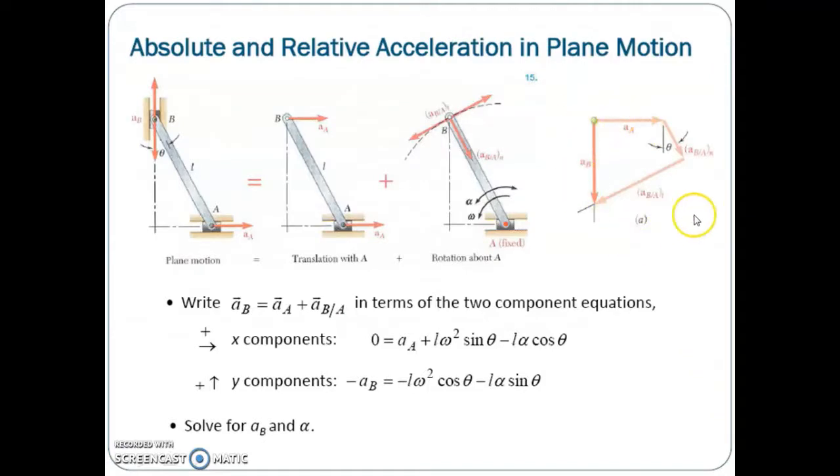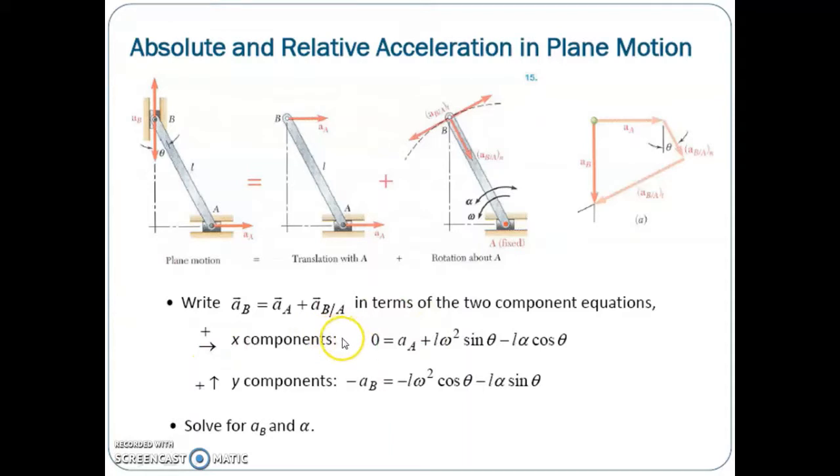We take vector polygon A as an example. Assuming A is going to the right, we know that A_B/A normal is going in this direction with the angle theta. Then to form a closed vector polygon, the A_B/A tangential has to go here, and our A_B will have to come down. So we can make use of these equations. This equation basically represents this polygon itself, so based on this equation, we can find successively the x and y components of these vectors.